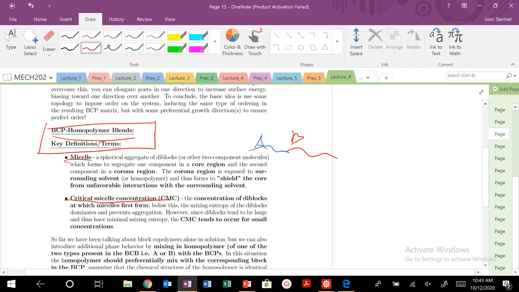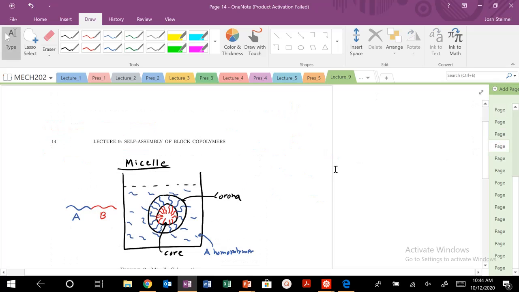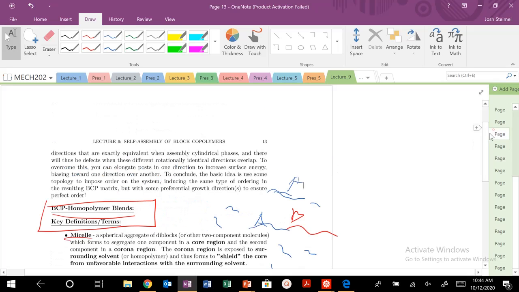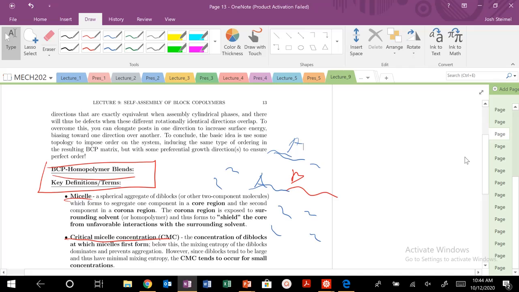And we're going to be in a situation where we have lots of homopolymer A. So we're mixing diblocks in this bath, essentially, or in a solvent. You could think of it as a solvent of A homopolymer, as you can see here. And we're going to see when micelles form. Micelles are basically spherical aggregates of diblocks. You're going to have this core region and this corona region, with the corona exposed to the solvent.